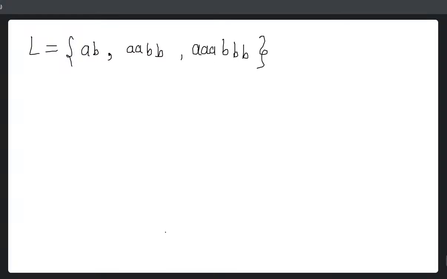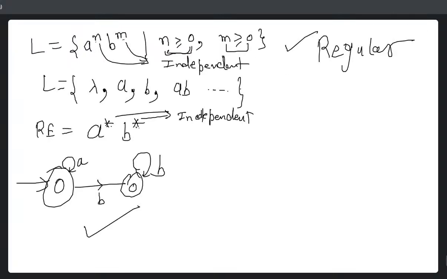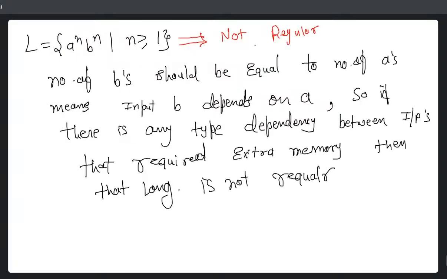Actually, in this language it is written AB, double A double B and triple A triple B. So all these three strings contain an equal number of A's and B's. But the language is what, only three strings are there. So this is a finite language. Finite language means if the number of strings is fixed, countable, that is finite. Here we can say that this is an infinite language. This one is also infinite.